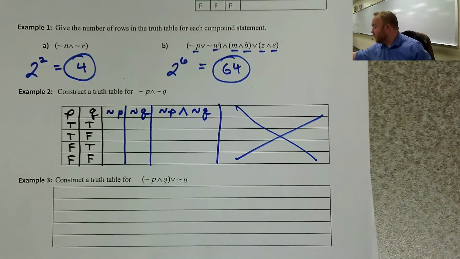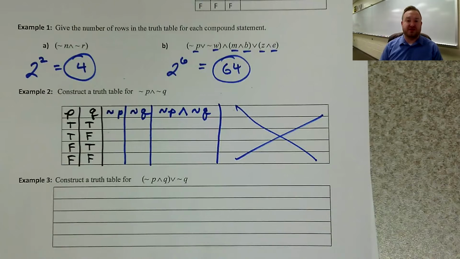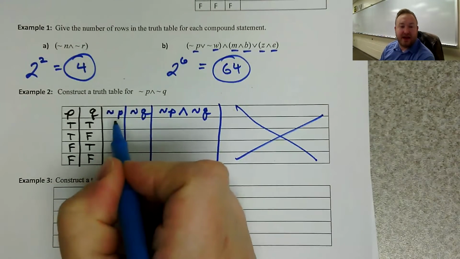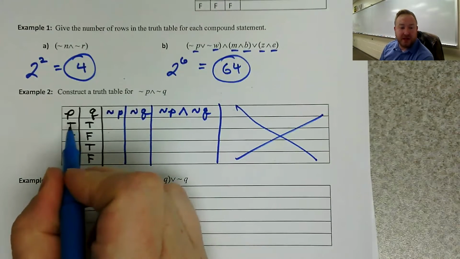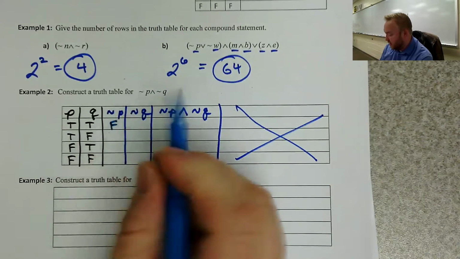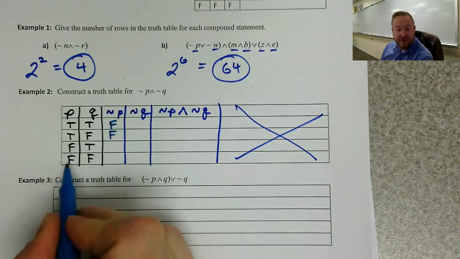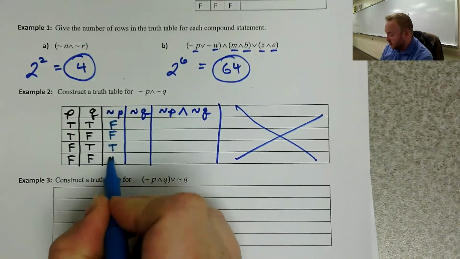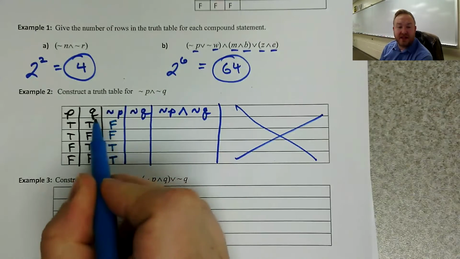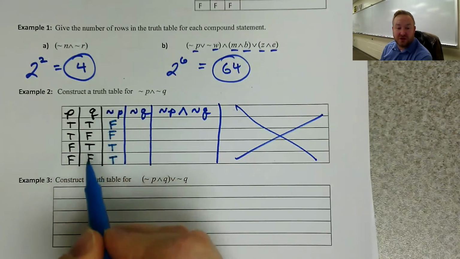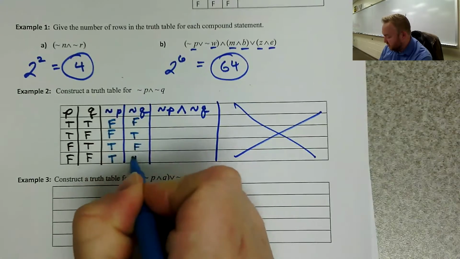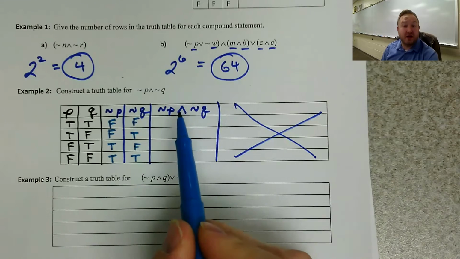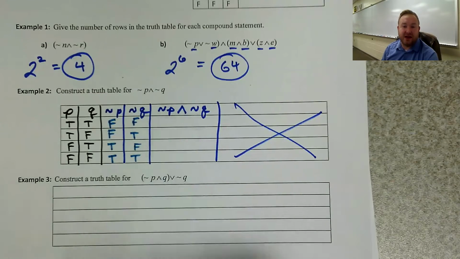Okay, so now we get to start inputting the true and false values in each of these columns. So in this negation of P column, or the not P column, I'm just going to put the opposite of whatever P is. So if P is true, not P is false. P is true, not P is false. And then for these two falses, I'll put in trues. For the not Q column, I do the same thing, but I use Q. So instead of going true, false, we'll do the opposite of that, and we'll go false, true, false, true.